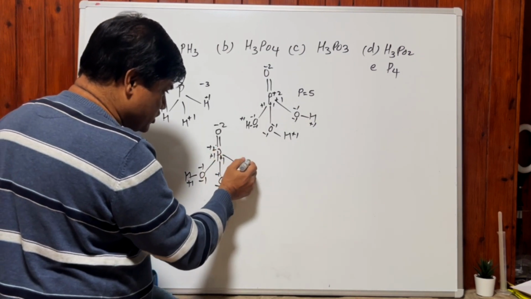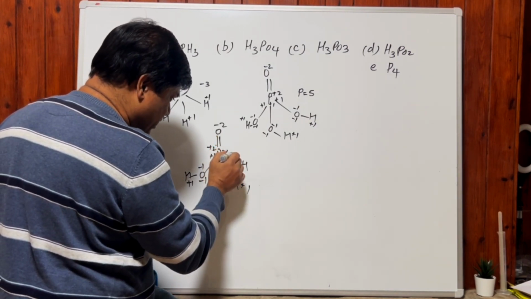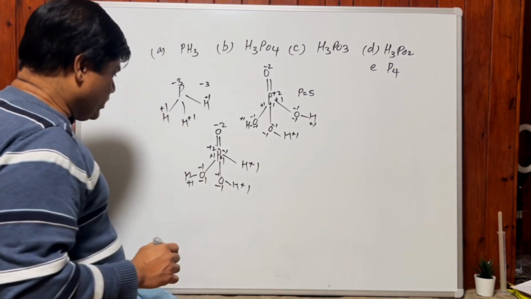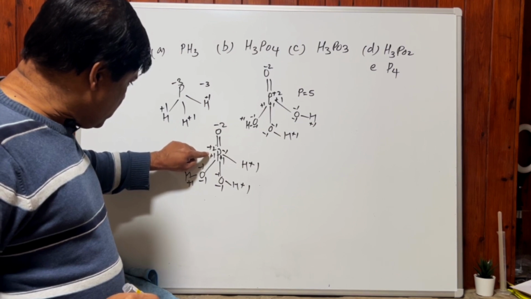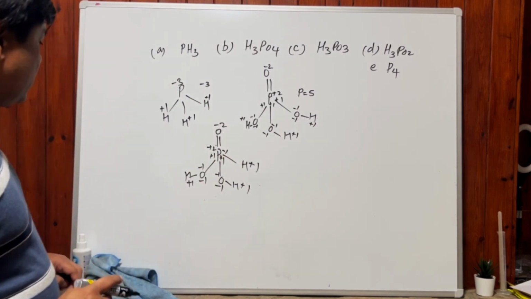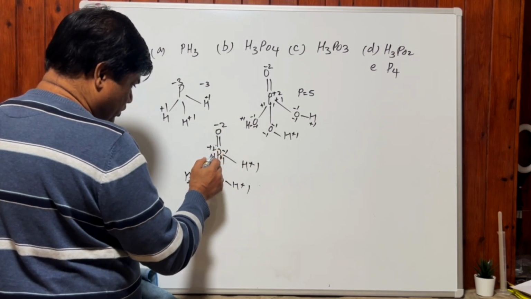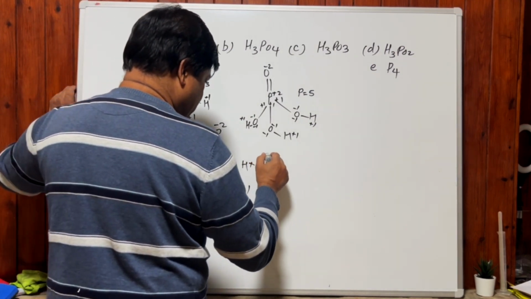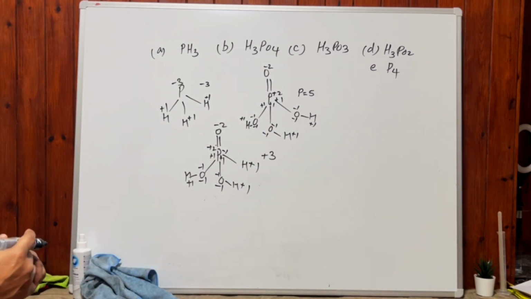Here, hydrogen is less electronegative compared to phosphorus. So phosphorus is minus 1, plus 1. So the total is 2, 3, 4, minus 1, so plus 3. Look at that: 2, 1, 2, minus 1, so plus 3. Phosphorus is also showing variable oxidation state.